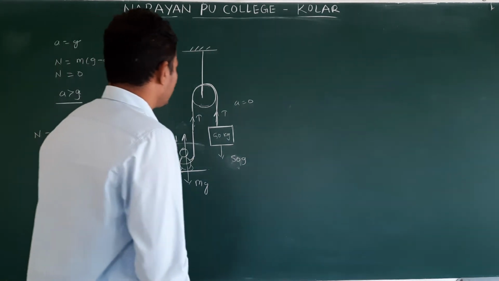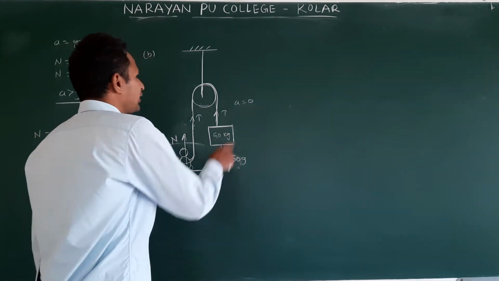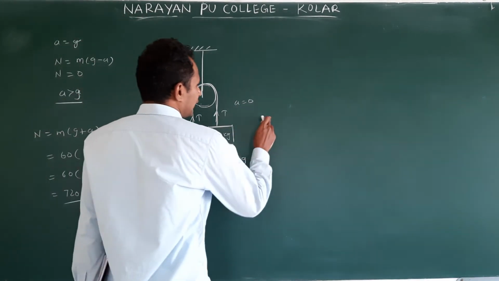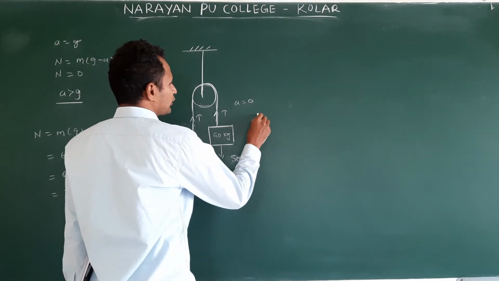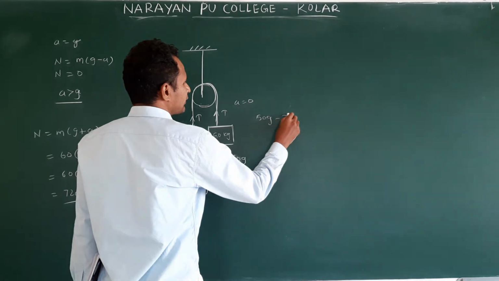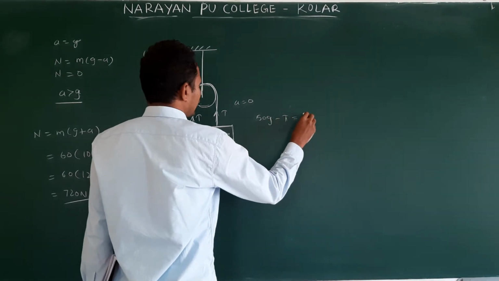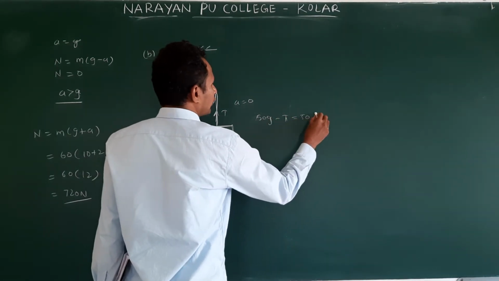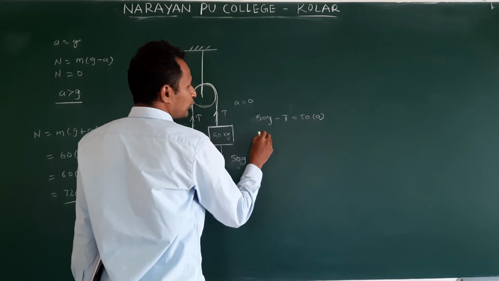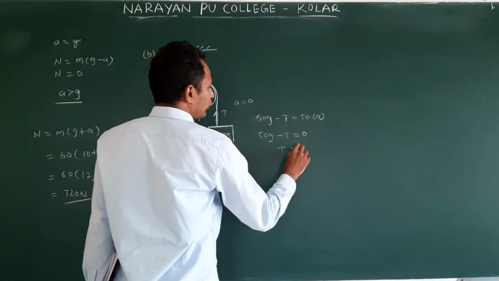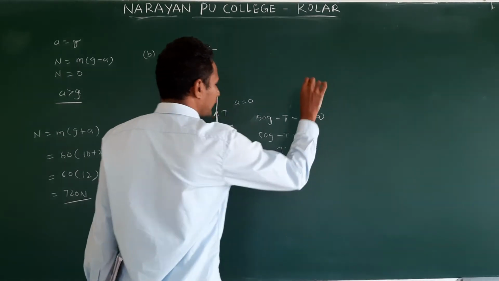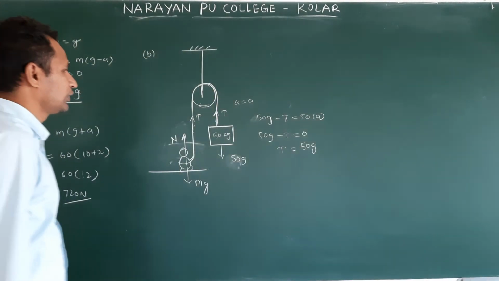Okay, now this system is not accelerating. What does it mean? This is 50g acting downwards minus T is equal to 50 into a. But how do we write? 50g minus T is equal to 0. T is equal to 50g.